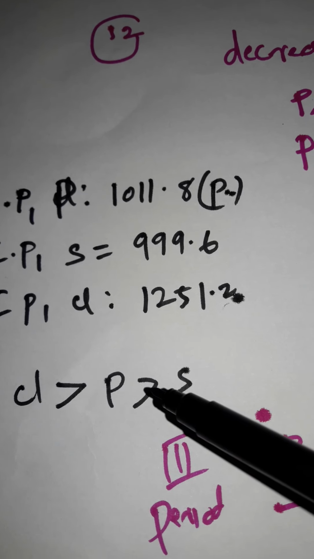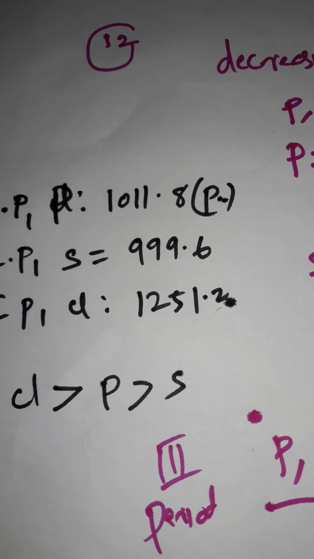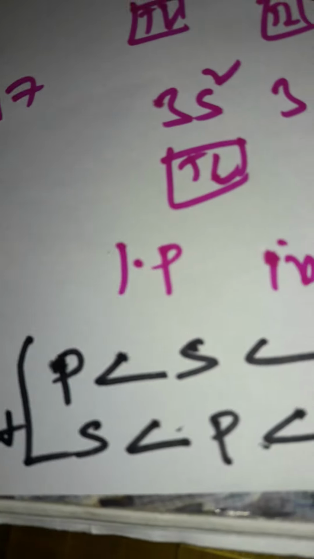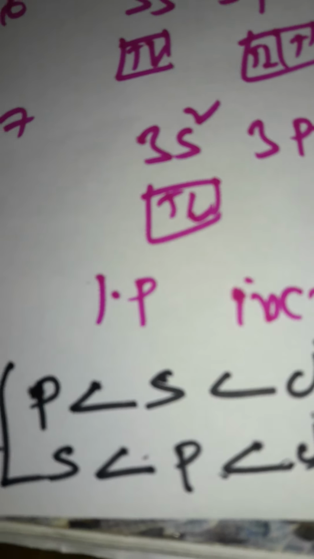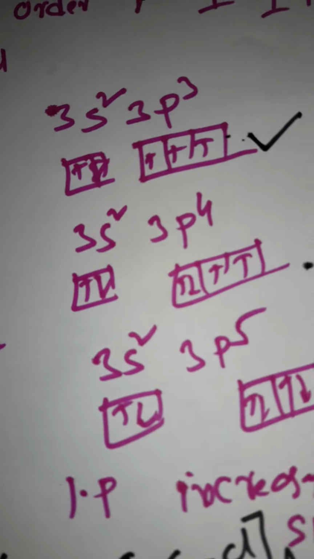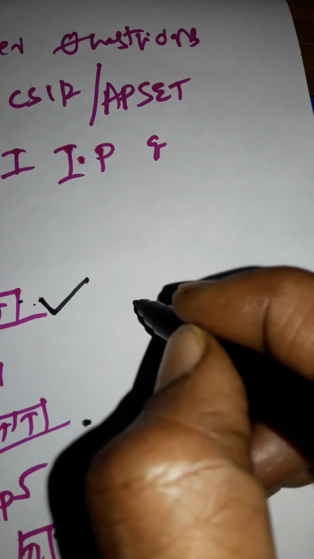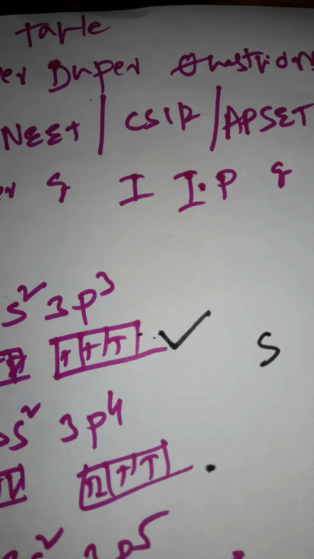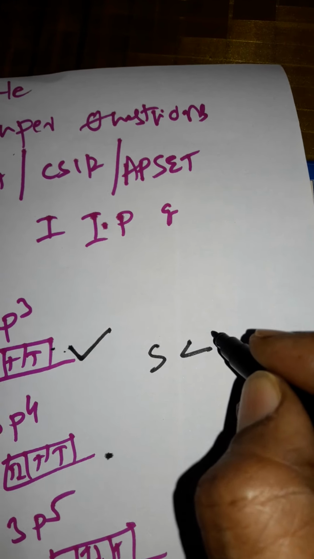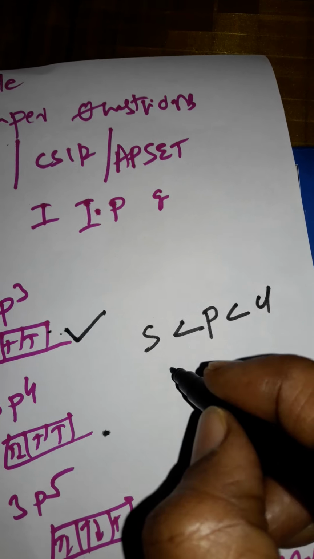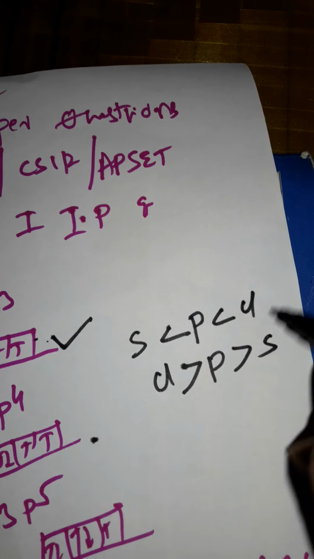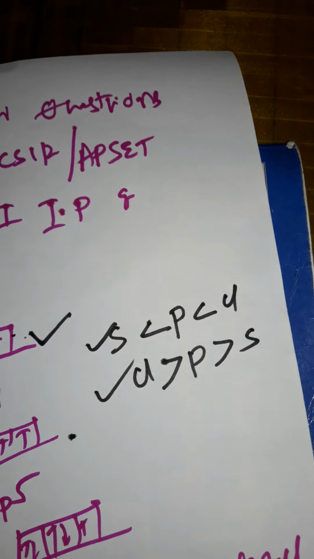Chlorine greater than phosphorus, greater than sulfur. Or you can write sulfur less than phosphorus, less than chlorine, or chlorine greater than phosphorus, greater than sulfur. Both answers are correct. Thank you.